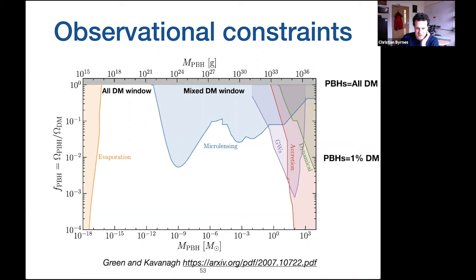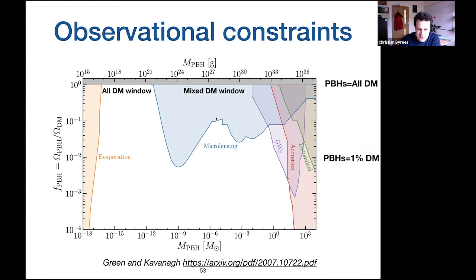You can see this has the tightest constraint at around 10 to the 2 solar masses, because that's where they're most sensitive, and no primordial black holes of astrophysical origin have been seen with 100 solar masses.